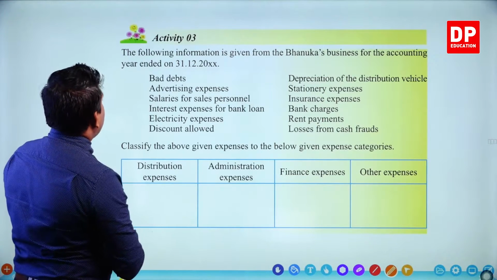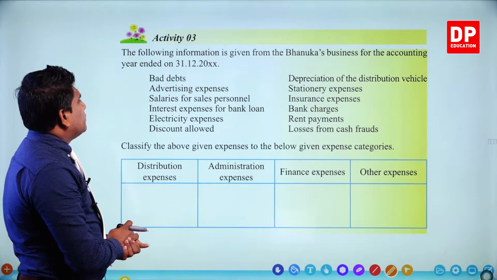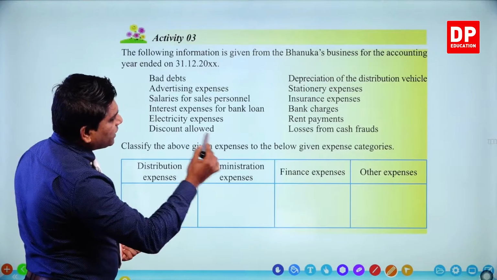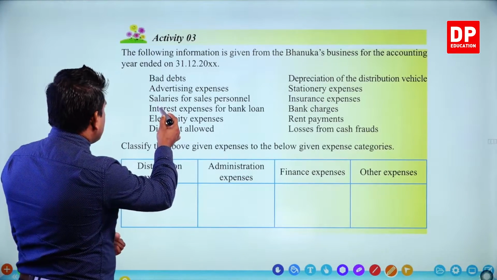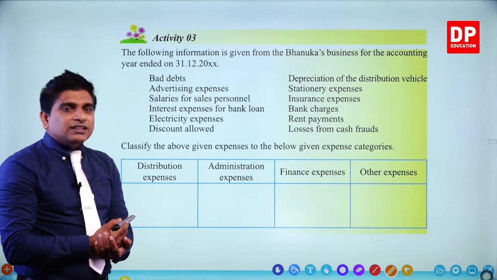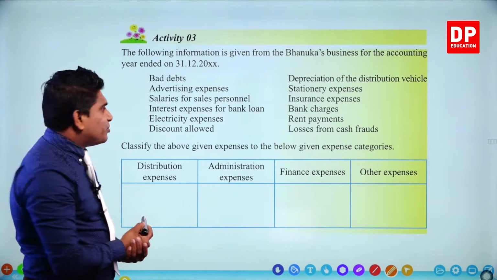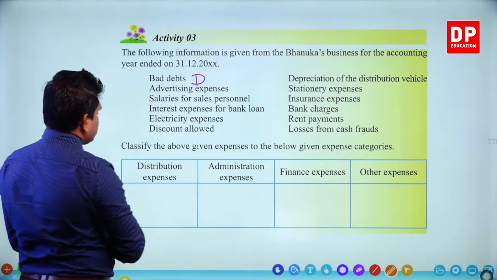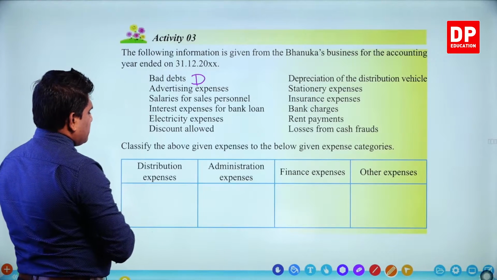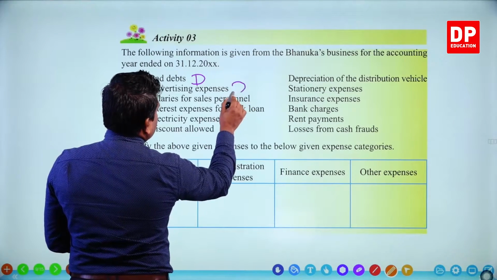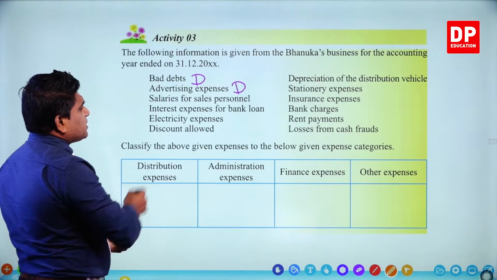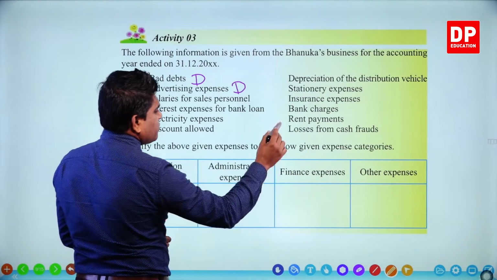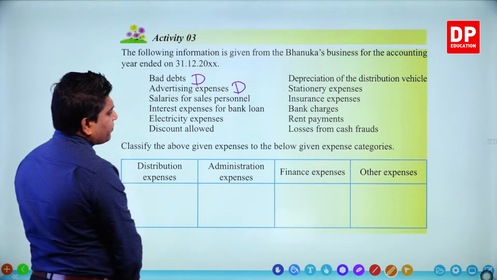We'll see. Bad debts, tell where it goes: distributing, administration, financial, or other expenses. I repeated this two or three times. It goes under distributing, so bad debts comes under D. D means distributing. Advertising also comes under distributing. Interest expense for bank loan: where? Distributing, administration, financial, other. Where?